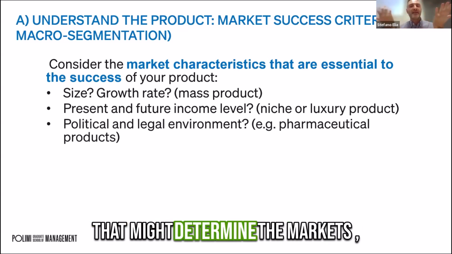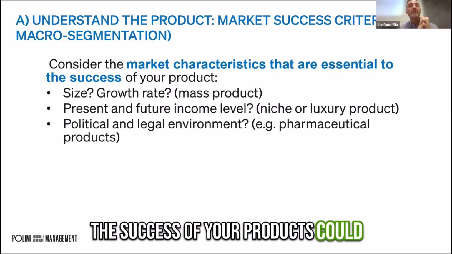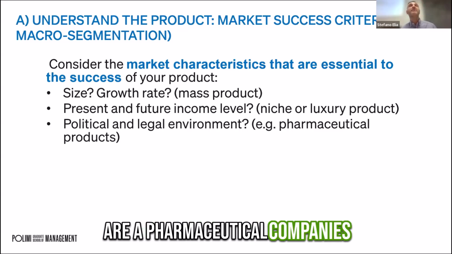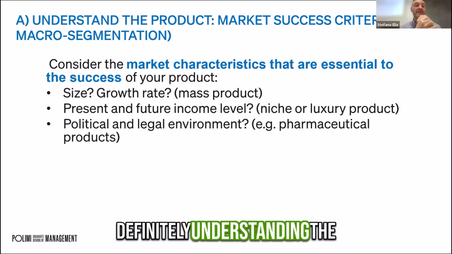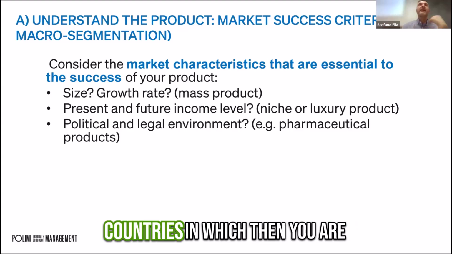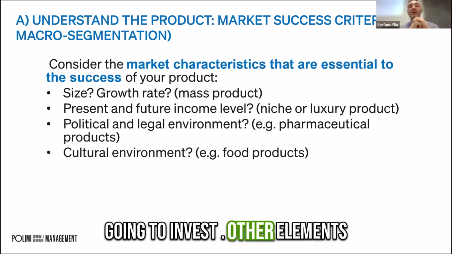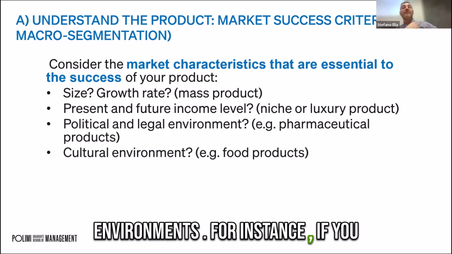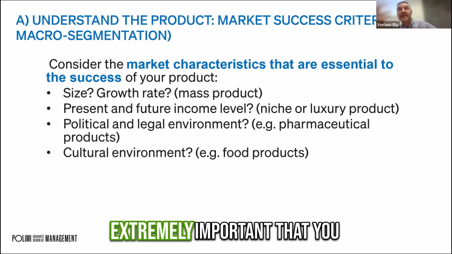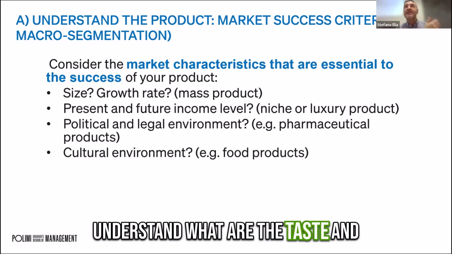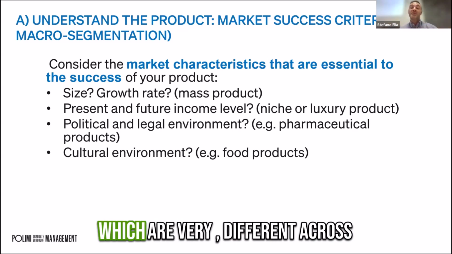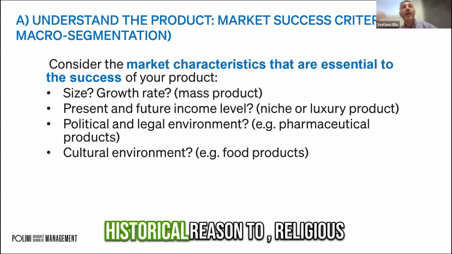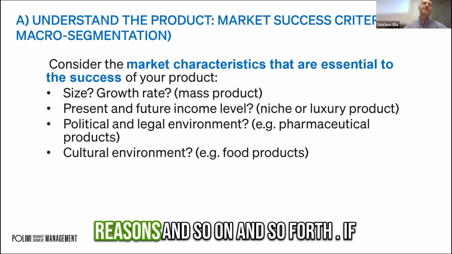Other elements that might determine the success of your products could be the political and legal environment. For instance, if you are a pharmaceutical company, you might be interested in definitely understanding the political and legal context of the countries in which you are going to invest. Other elements that might be relevant for your products could be the cultural environment. For instance, if you are selling food products, it is extremely important that you understand the tastes and preferences of your customers, which are very different across countries due to cultural reasons, historical reasons, religious reasons, and so on and so forth.